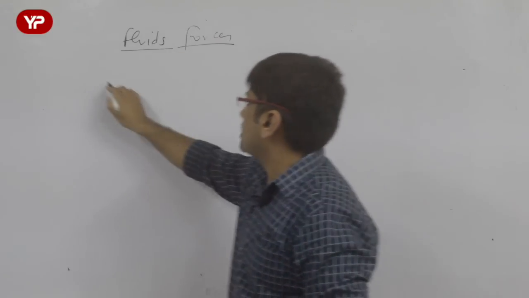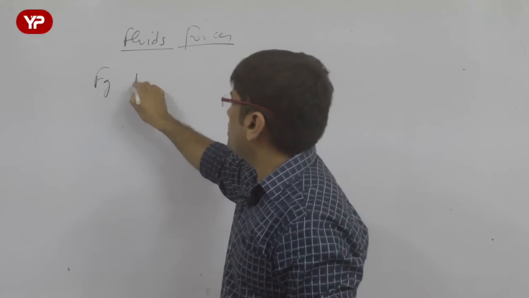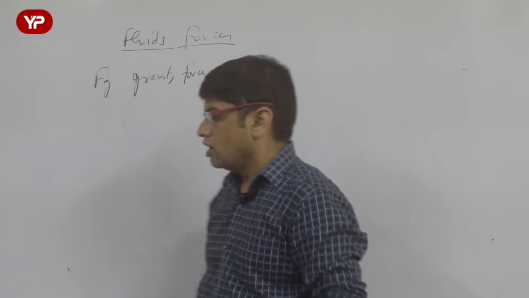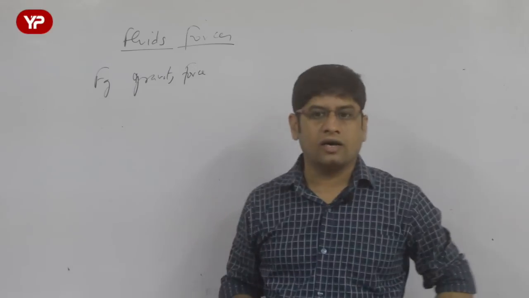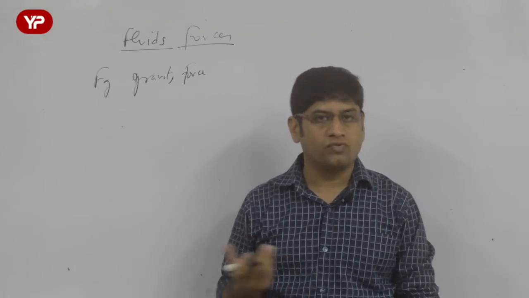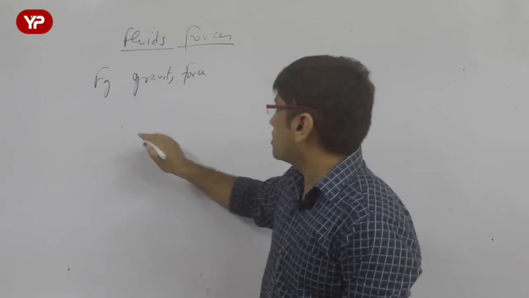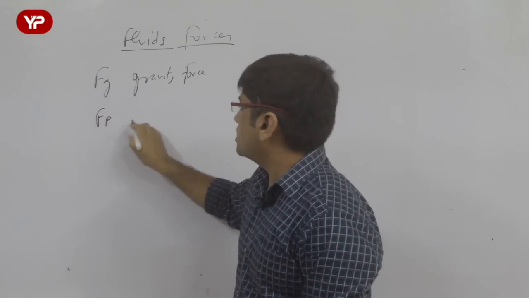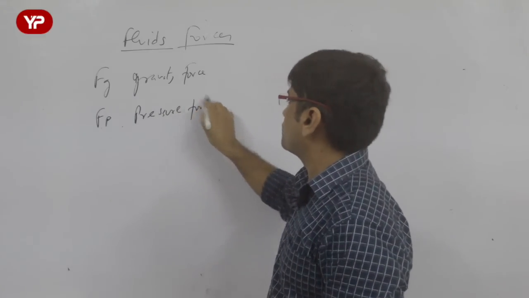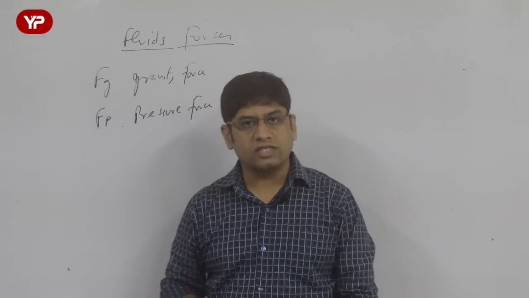Let me write those names. First, most important is the gravity force. Now, whenever fluid flows in a river or canal, it is because of gravity or potential gradient. The fluid keeps on flowing there. That is called gravity force. Next significant force is called pressure force. So there is a gravity force, there is a pressure force.